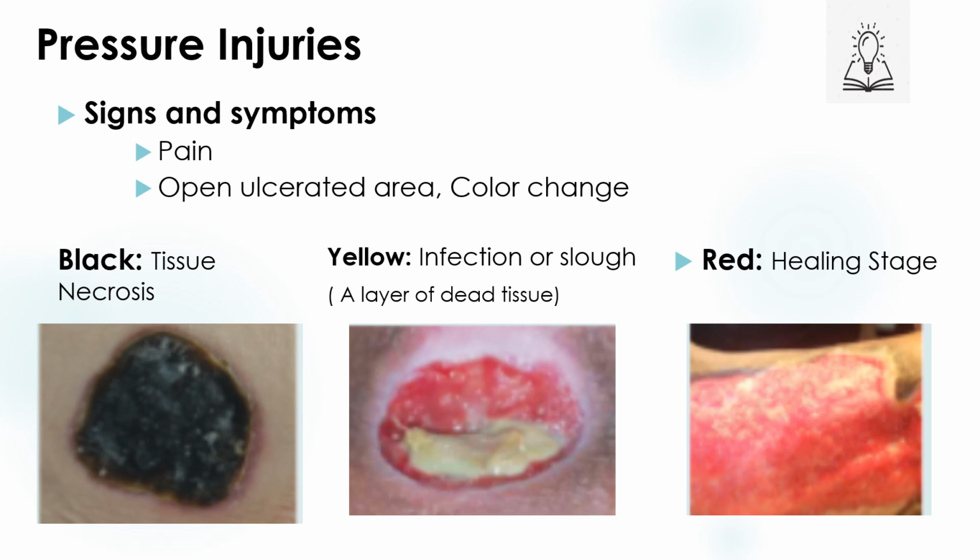Changes in skin color are another key symptom of pressure injuries. Initially, the affected area may appear red or discolored. In individuals with darker skin tones, the area may look purple or blue. As the injury worsens, the skin may become darker, indicating deep tissue injury. So it's important to regularly inspect the skin for unusual color changes, especially over bony prominences.